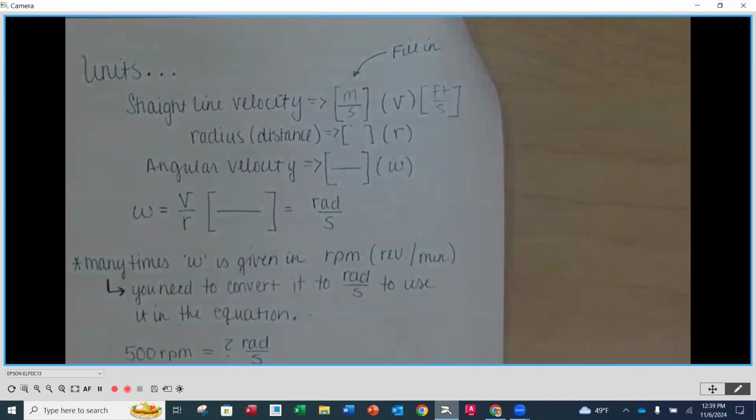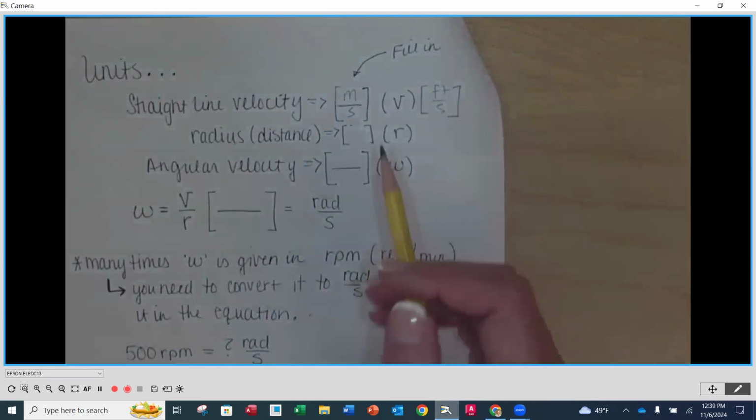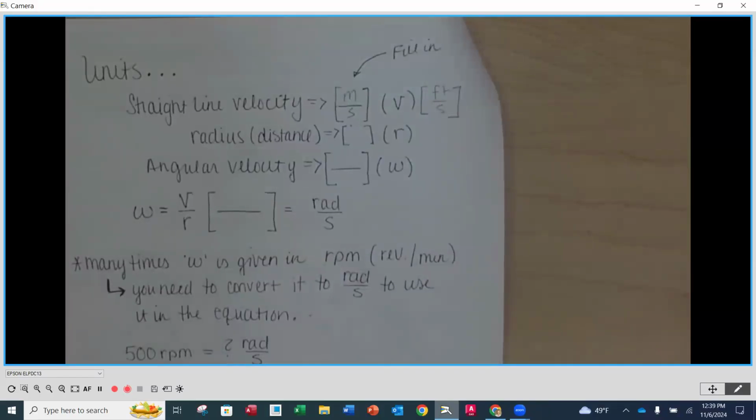All right. Whenever I identify units in a handout or write them out, you may have noticed that I use brackets for units and parentheses for regular variables and equations. So the next one, if I want to identify units for a radius, which is a distance, what would be appropriate units for a radius or distance? Meters. Meters would be one.